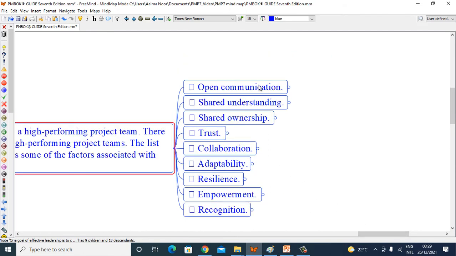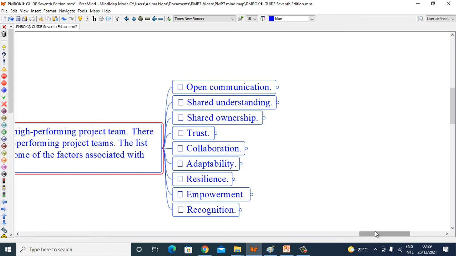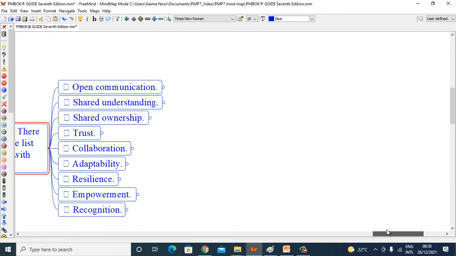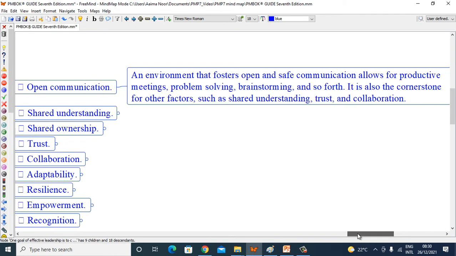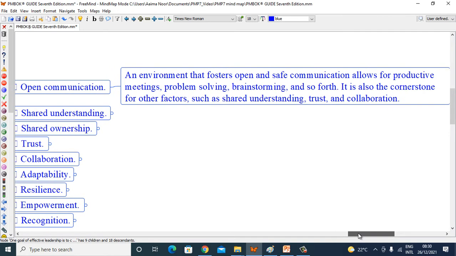Okay, open communication, shared understanding, shared ownership, trust, collaboration, adaptability, resilience, empowerment, and recognition. So let's explore each. Open communication. An environment that fosters open and safe communication allows for productive meetings, problem solving, brainstorming, and so forth. It is also the cornerstone for other factors such as shared understanding, trust, and collaboration.